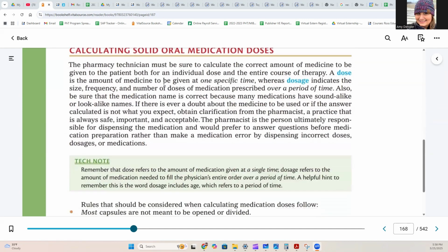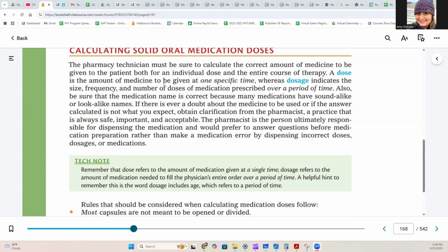The pharmacy technician must be sure to calculate the correct amount of medication to be given to the patient, both for an individual dose and the entire course of therapy. And this is something, as a side note, that is pretty much going to be your entire job. So being able to understand this is not only crucial, but inevitable.